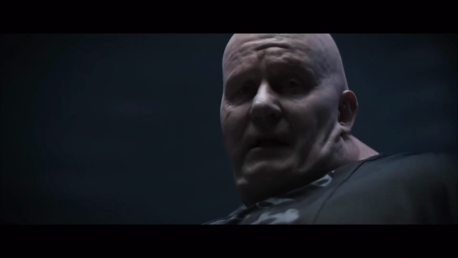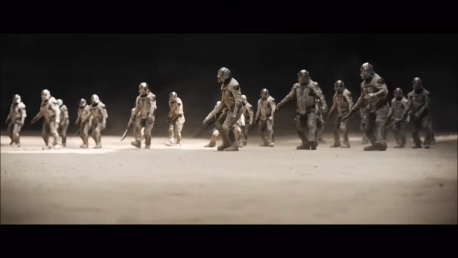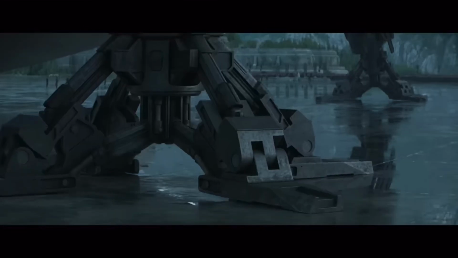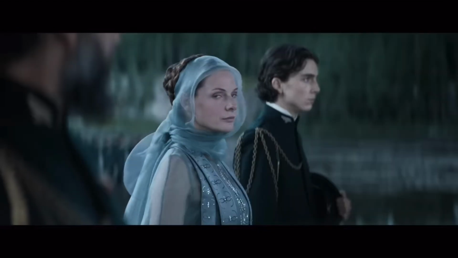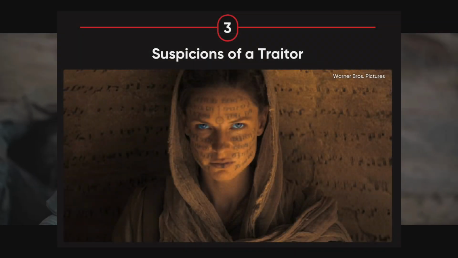Timothée Chalamet is in a few scenes in the first movie, and it is kind of a shame that this is a thread that was dropped, because I think it does add something to the universe. It adds something to the character of Paul Atreides. So yeah, I kind of understand it being cut out, but I think it is a bit of a loss to the films. Number 3, suspicions of a traitor.